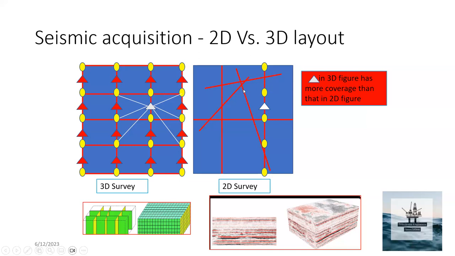First, you do something like a pilot or a 2D acquisition to check upon the area and to have a seismic before shooting the full 3D. Okay, that's also one of the advantages of the 2D. It's cheap.